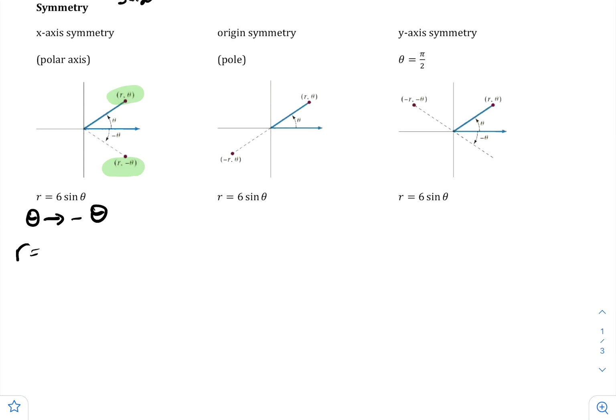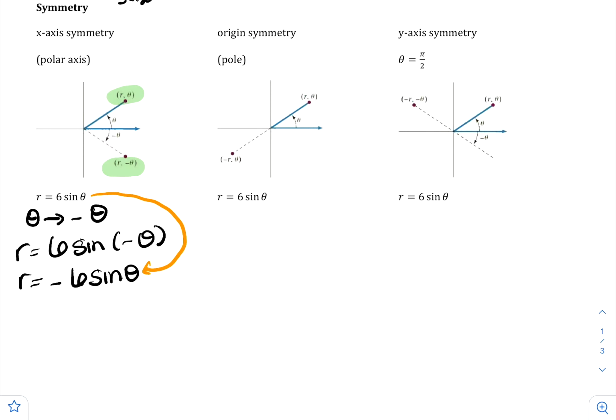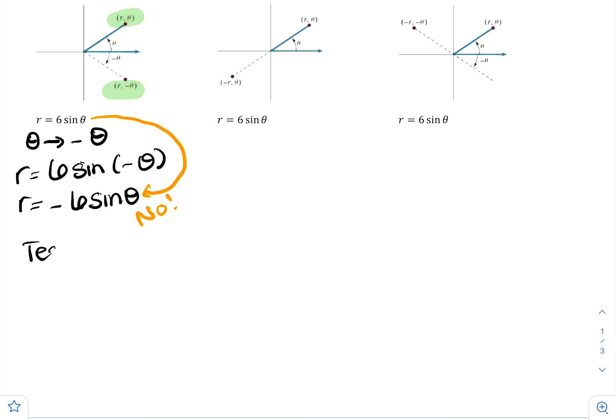So I have r is equal to 6 sine of negative theta. Because sine is odd, the negative goes in the front. So this is negative 6 sine theta. And then you compare, are these the same equation? The answer is no. It's 6 sine theta originally, and now it's negative 6 sine theta. So what happens here is that the test fails. It doesn't work.